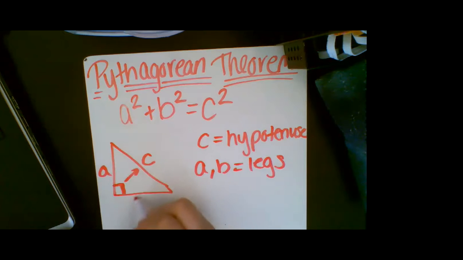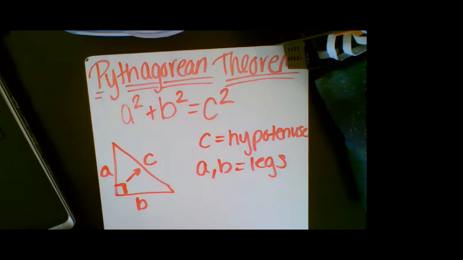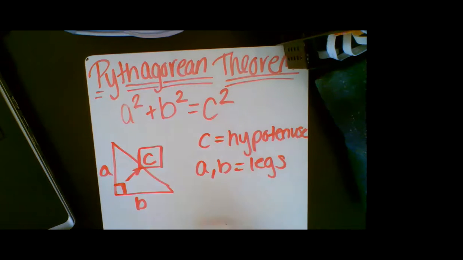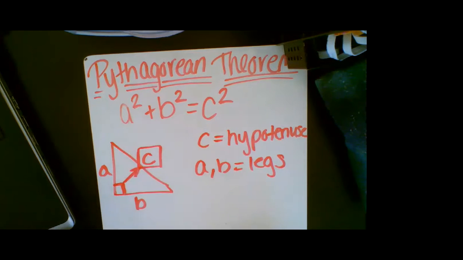If I call this one A and this one B, that's fine. If you switch them, that's fine. It doesn't matter. A and B are interchangeable. But the most important thing is C has to be the hypotenuse. It's the one across from the right angle, okay?